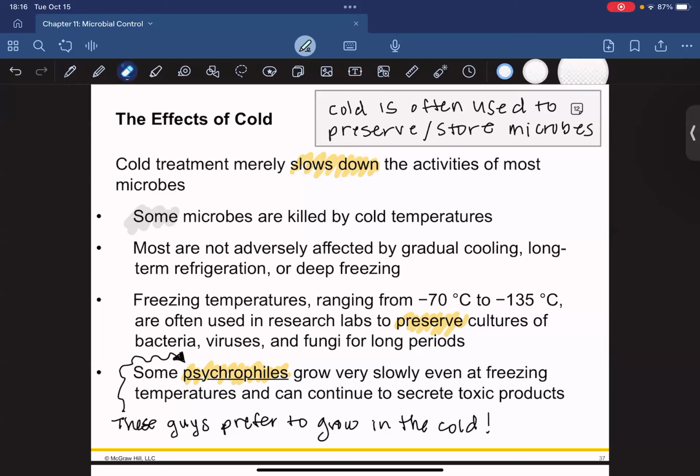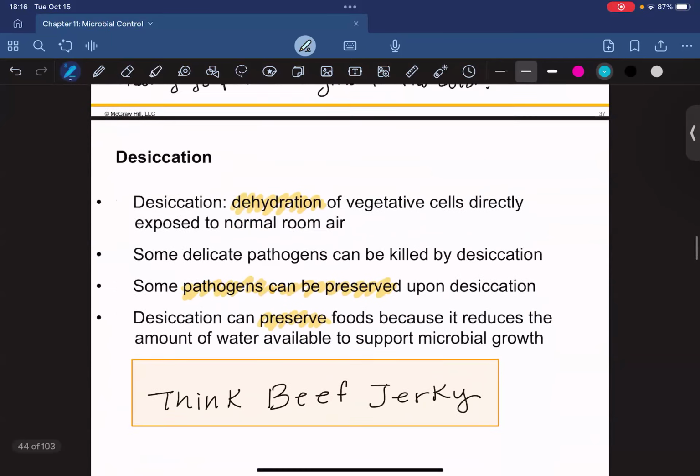So psychrophiles, these are guys that will thrive at cold temperatures and even make toxins in those cold temperatures. So they prefer it cold, so they can be an issue.